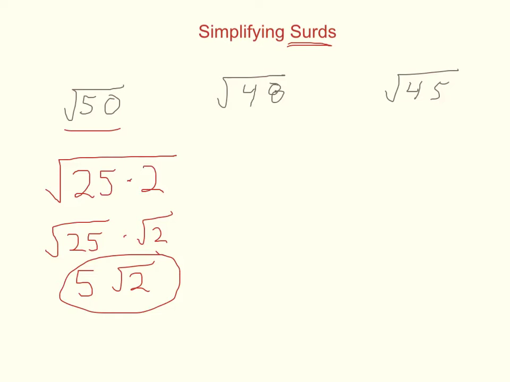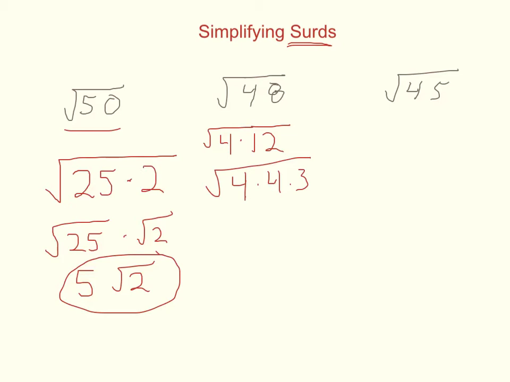The square root of 48, well, let me do this two ways. First, we can see that 4 is a factor of 48. If 4 is a factor of 48, the number left over is 12. We can look at this 12 and see that it can also be factored into 4 times 3. So now we have 4 times 4 times 3.